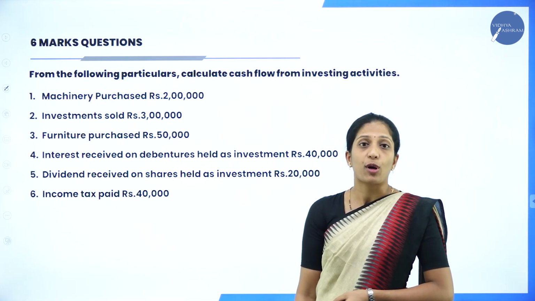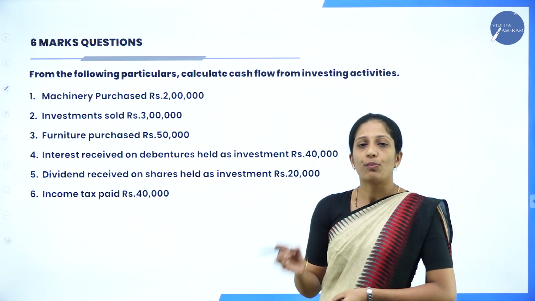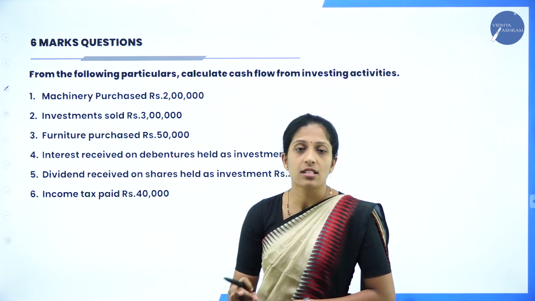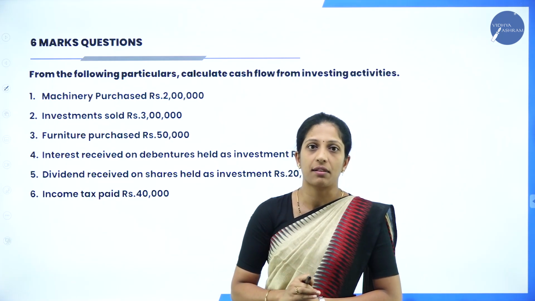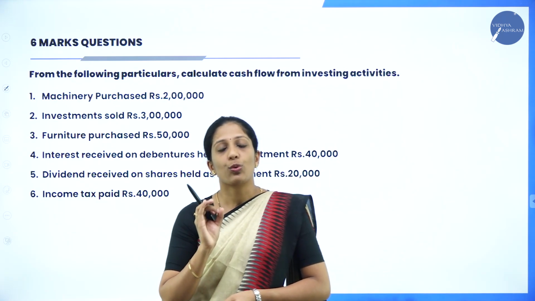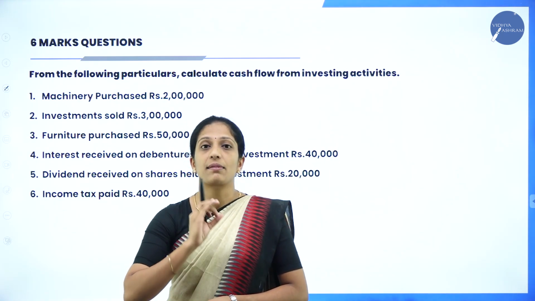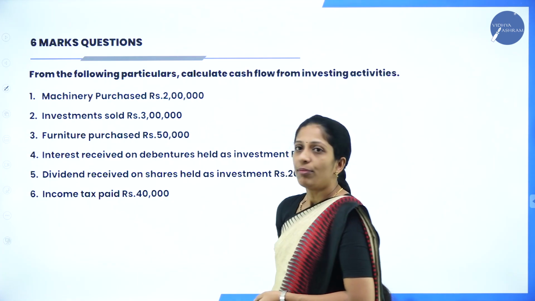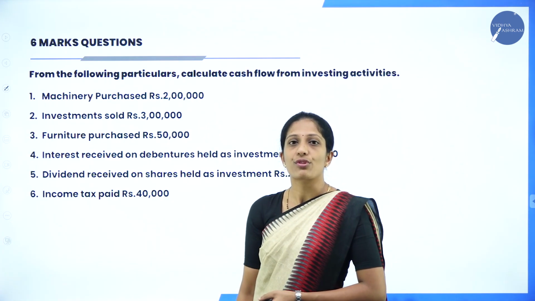So what are the types of problems they will ask for 6 marks? Most of the time, if you see your question paper, they have not asked cash flow from investing activity. Maximum times you will get a question on operating activity as well as financing activities for 6 marks. Now for the safer side, we shall see how to solve this problem.